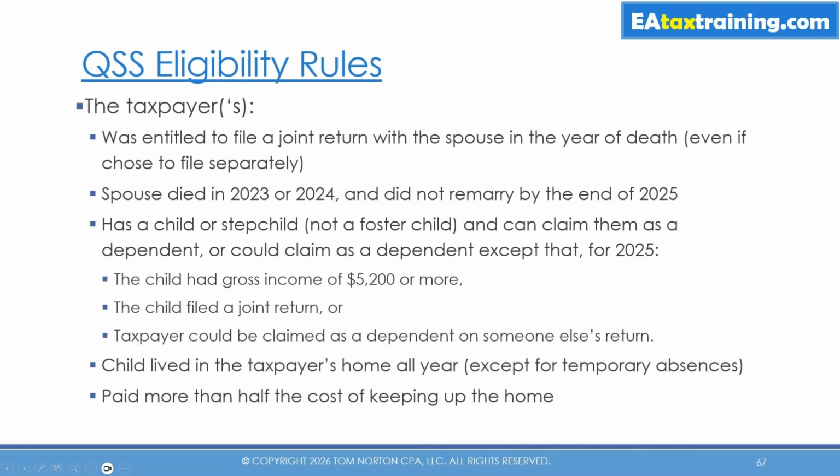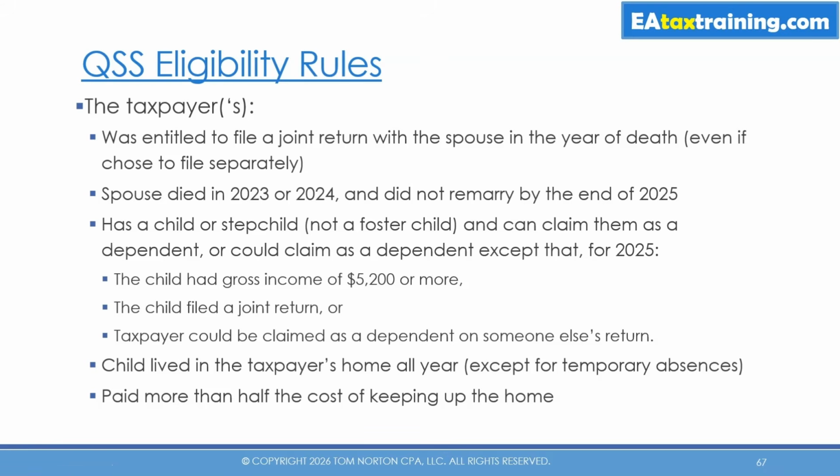So, what are the eligibility rules? First of all, they had to have been entitled to file a joint return with their spouse for the year. Even if they didn't, they may have chosen to file separately, but as long as they could have filed jointly, then that counts. Secondly, their spouse had to have died in either 2023 or 2024 and has not remarried by the end of 2025.